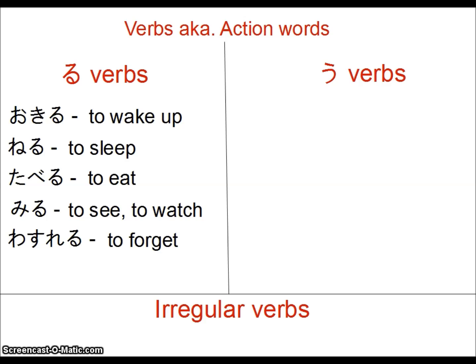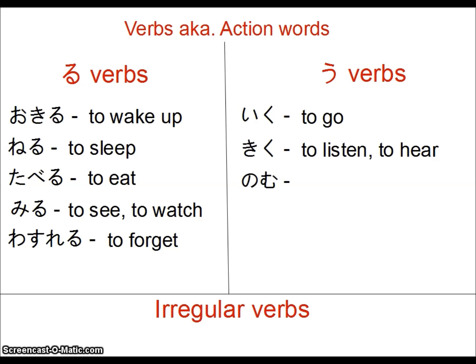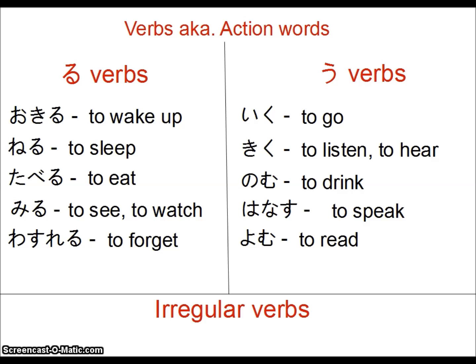U verbs, on the other hand, all are going to end in the sound u. Although it might not be the character u, it all just ends with the sound. So we have iku, which means to go, kiku, which means to listen or to hear, nomu, which means to drink, hanasu, which means to speak, yomu, to read, or kau, to buy. Like I said, all of these end in the u sound, although it might not be just the u character. Like we have ku, mu, su, mu, u, and there's more possibilities than what are listed here.